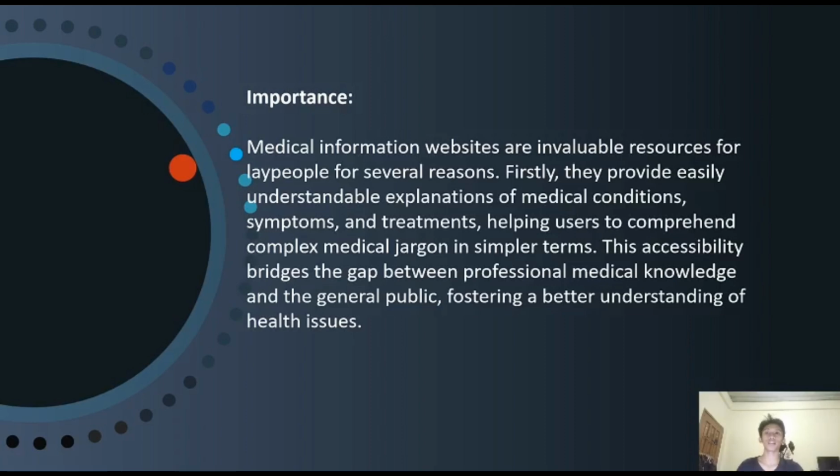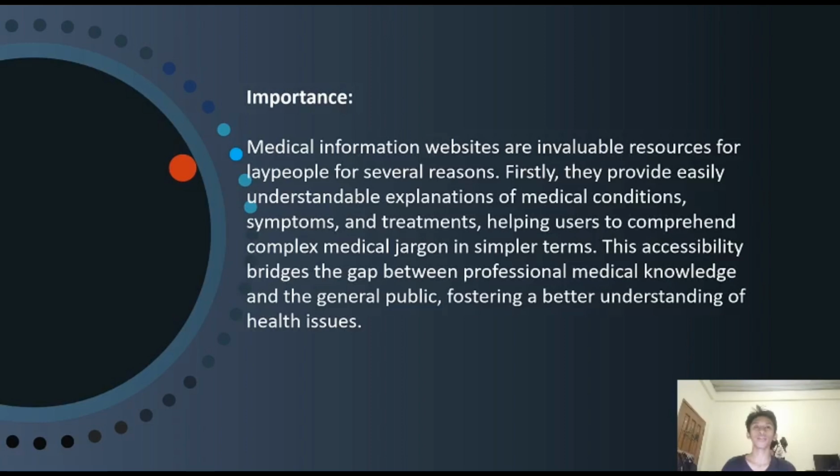Firstly, they provide easily understandable explanations for medical conditions, symptoms, and treatments, helping users to grasp complex medical jargon in simpler terms. This accessibility bridges the gap between professional medical knowledge and the general public, fostering a better understanding of health issues. Additionally, these websites offer up-to-date information, ensuring that users have access to the latest medical research and treatment options. This empowers individuals to make informed decisions about their health and seek appropriate medical care when necessary.